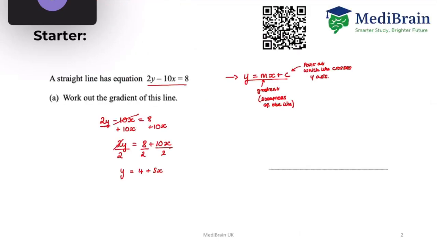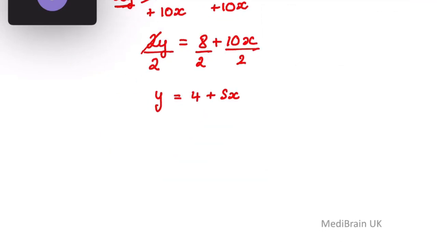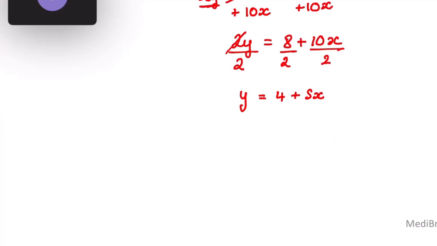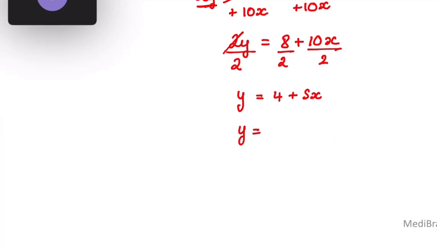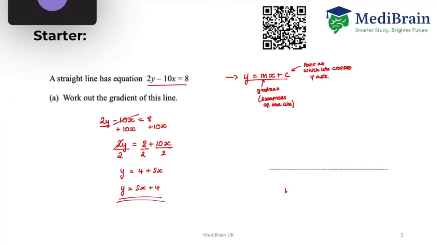Now, putting it into the format we want it, we want the x term to go first. So we're just going to rearrange it. So it's going to be y equals 5x plus 4. So that's what the equation would look like in the correct format. So all we have done is we've taken this equation that we were given, and we have rearranged this into the correct format.